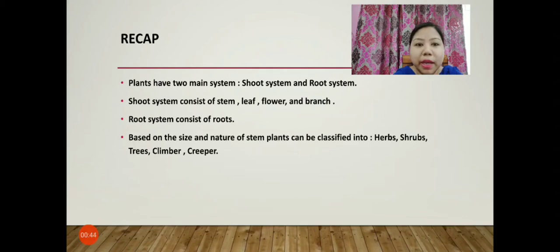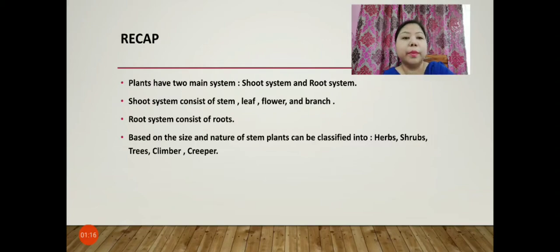We learned that plants have two main systems, that is shoot system and root system. Shoot system consists of stem, leaf, flower and branch, and also fruit. Root system consists of roots. Based on the size and nature of stems, plants can be classified mainly into three types, that is herbs, shrubs and trees. It can also be divided into climber and creeper.